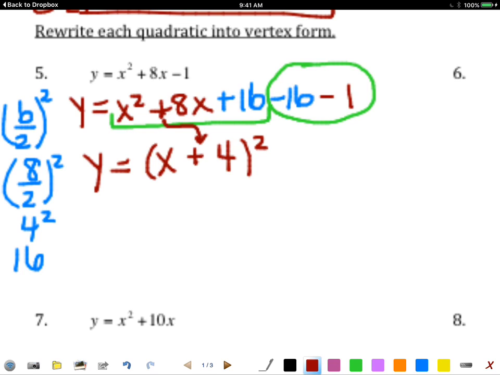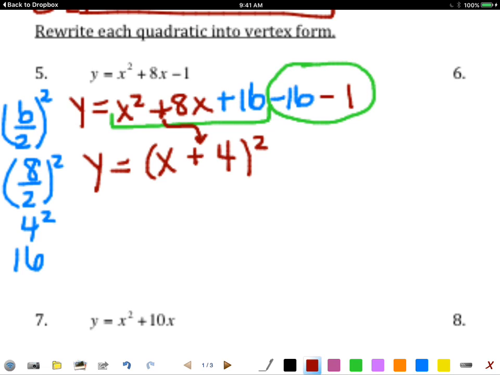Now let me just say this. Do you remember when we factored how we had to look for two numbers that multiplied to make 16 but added up to make positive 8? So 4 times 4 is 16, and 4 plus 4 is 8. So that's why we would have had x plus 4 and x plus 4. Right? X plus 4 times x plus 4.